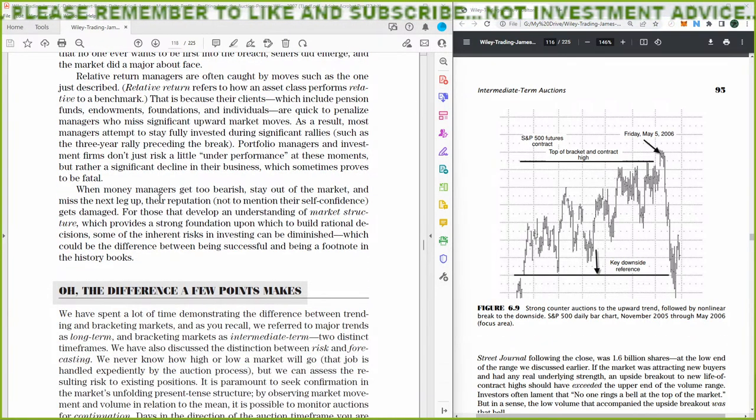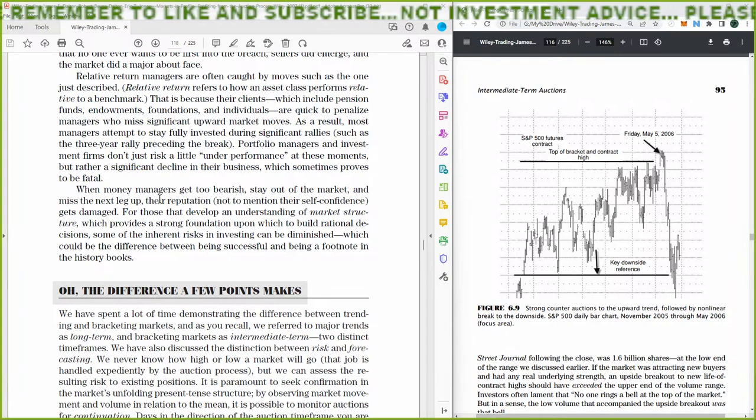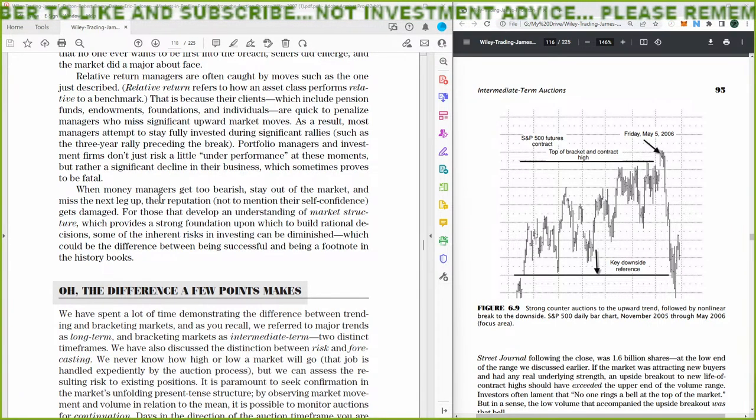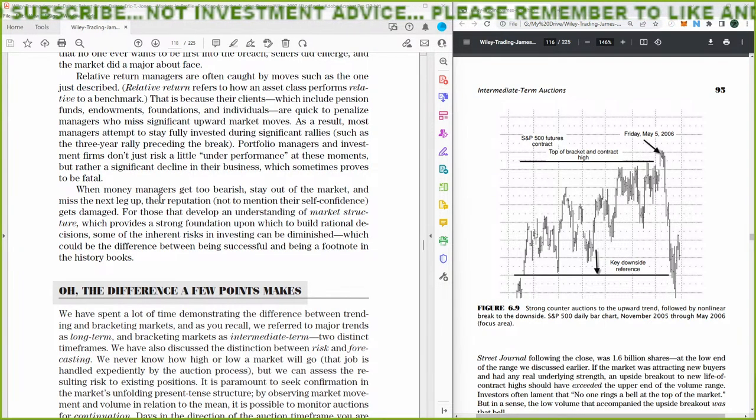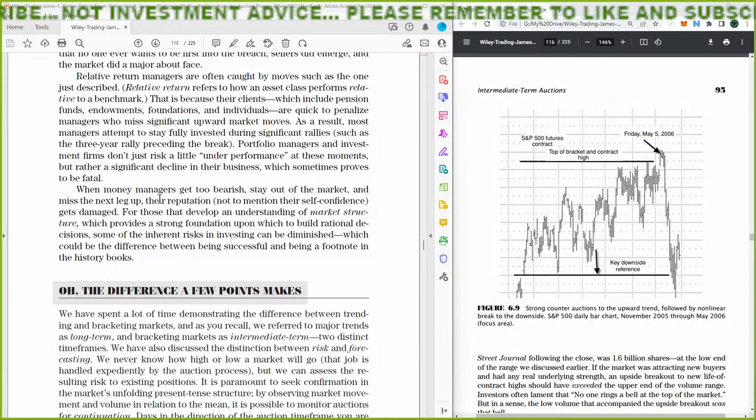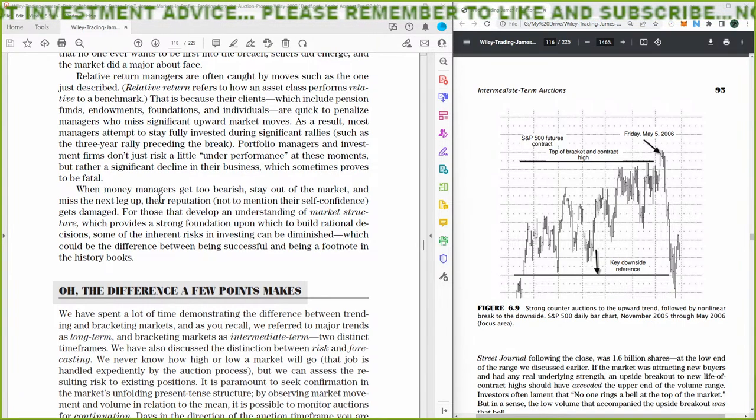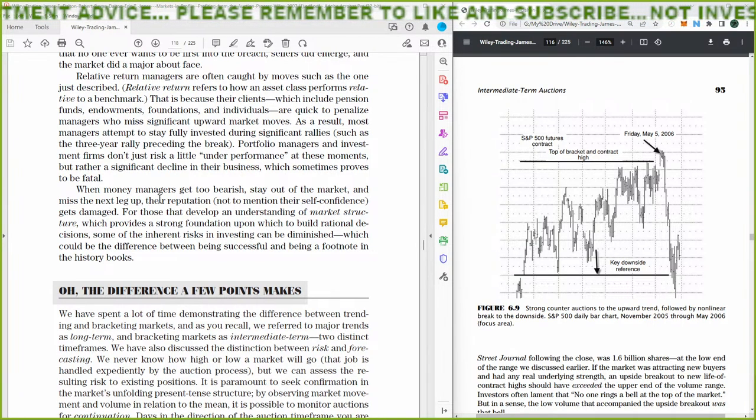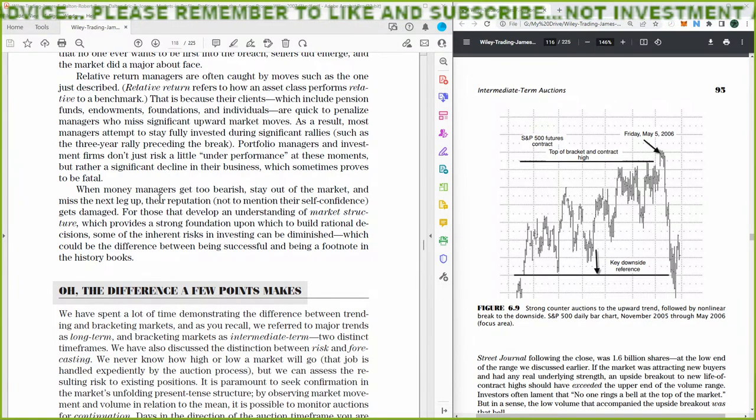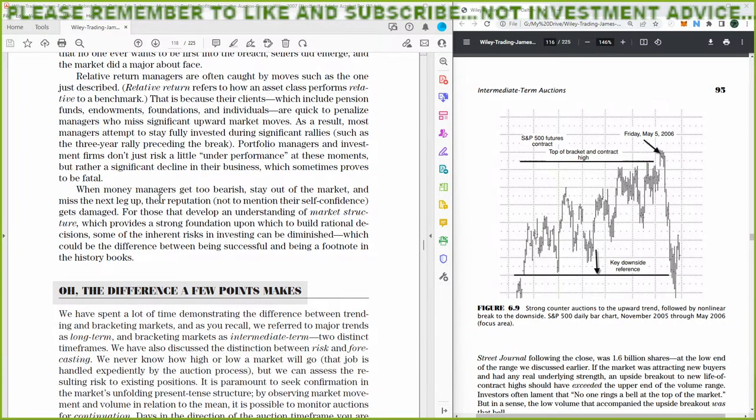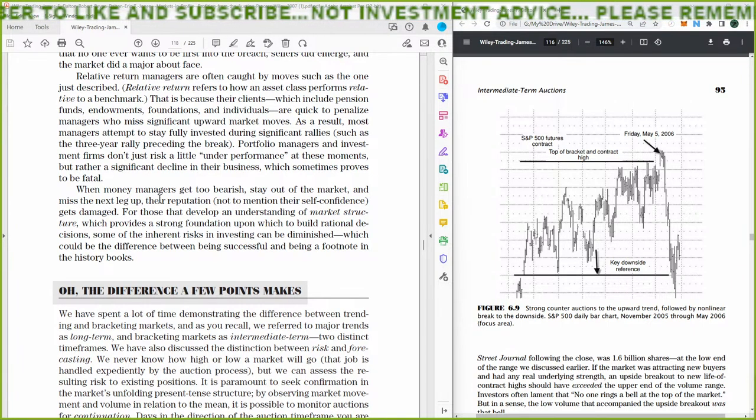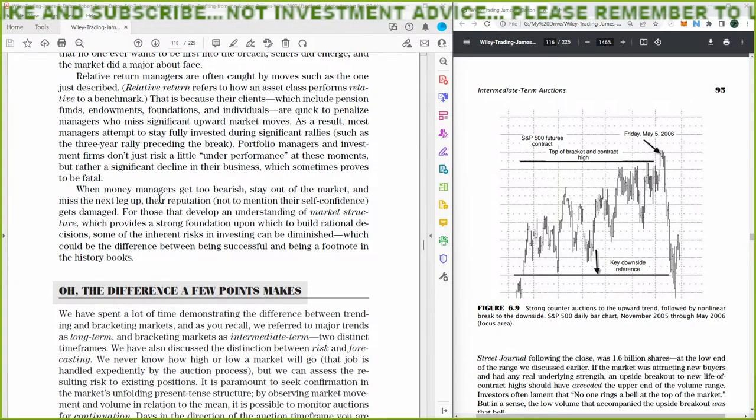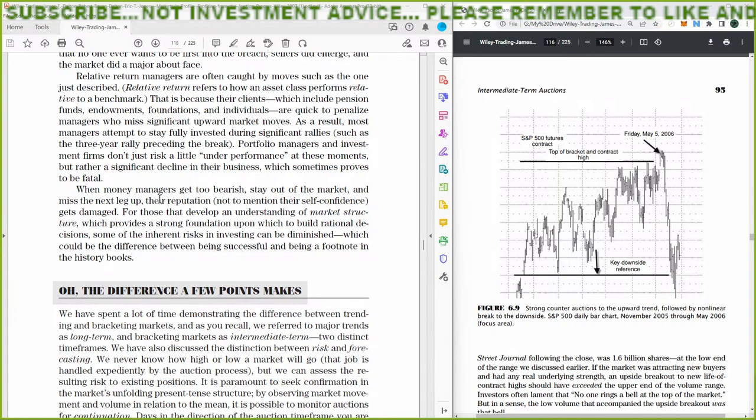Relative return managers are often caught by moves such as the one just described. Relative return refers to how an asset class performs relative to its benchmark. That is because their clients, which include pension funds, endowments, foundations, and individuals, are quick to penalize managers who miss significant upward market moves. As a result, most managers attempt to stay fully invested during significant rallies, such as the three-year rally preceding the break.